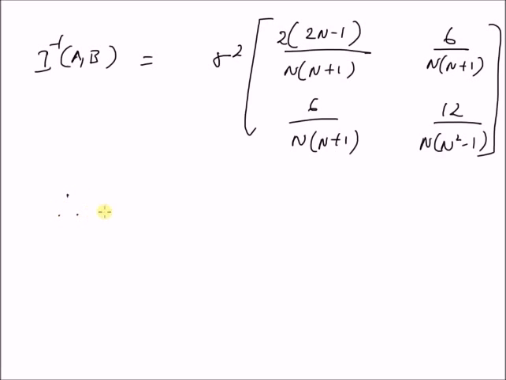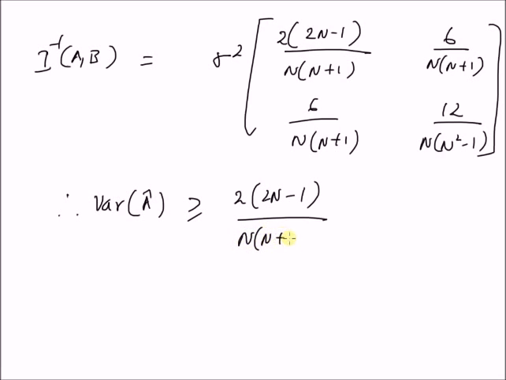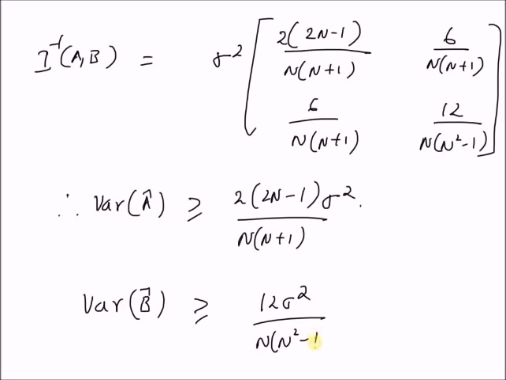Therefore, the CRBs on the parameter estimators A and B are: the variance of A hat is bounded by 2 into (2n minus 1) upon n into (n plus 1) multiplied by sigma square, and the variance of the estimator B hat is bounded by 12 sigma square over n into (n square minus 1). So, thus we can derive the CRBs on the parameters A and B given a linear model, x of n equal to A plus Bn plus a noise component w of n.